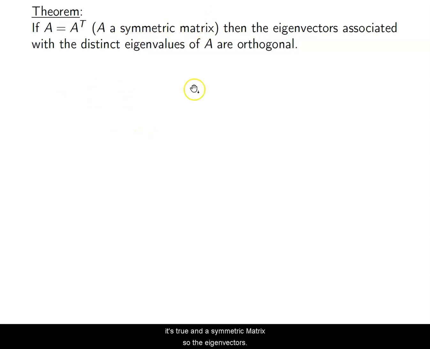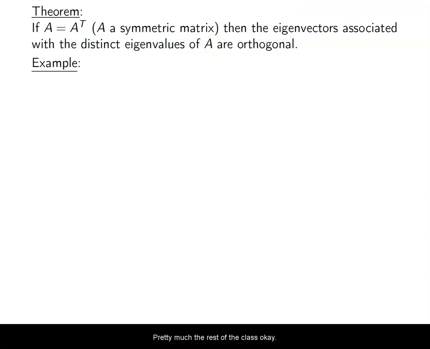The eigenvectors that are associated with distinct eigenvalues, so there should be no algebraic multiplicity going on with the eigenvalues, will be orthogonal to each other. They will form a dot product of zero with each other. They lie at right angles with each other. This is very, very important. This is going to drive pretty much the rest of the class.